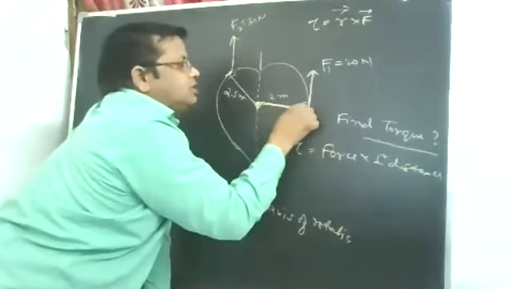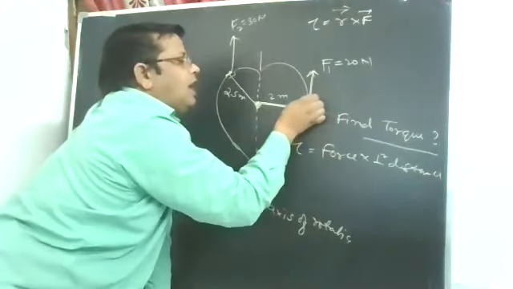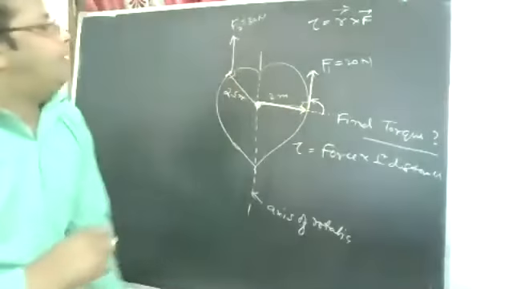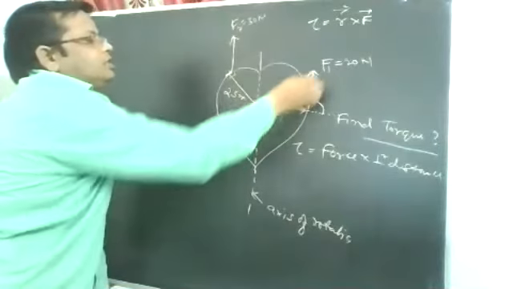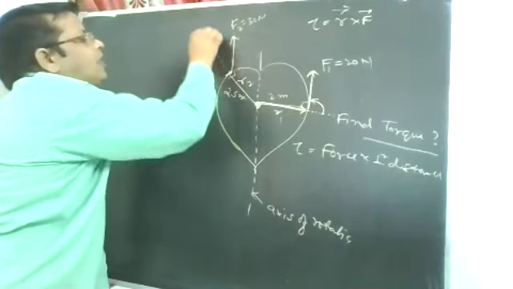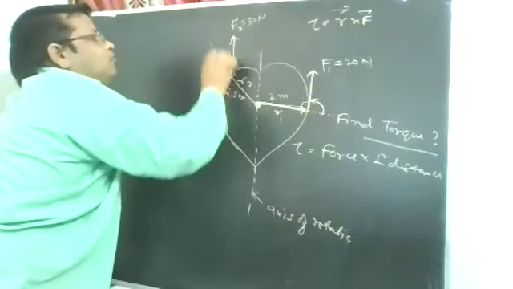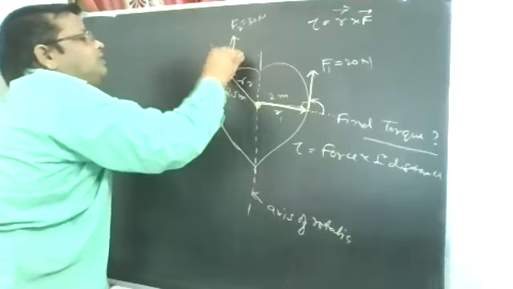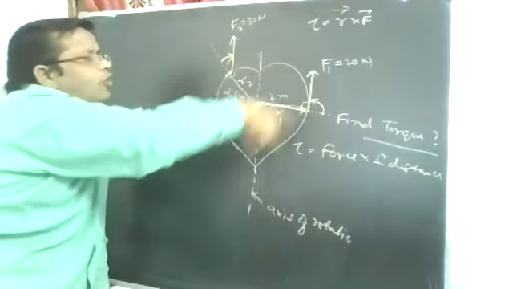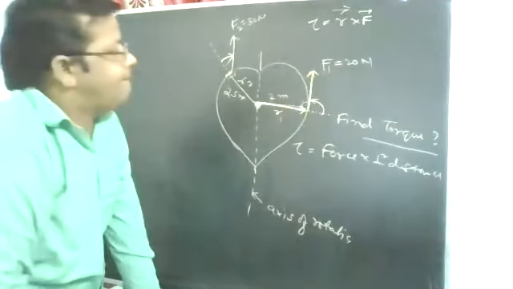R is this distance. What is this angle? Going from R to F anticlockwise, this will rotate the body anticlockwise. This is R1, this is F1, this is R2, this is F2. What is the direction of R2? Along this. Going from R2 to F2, it is going clockwise, so this force produces clockwise rotation and this force produces anti-clockwise rotation.